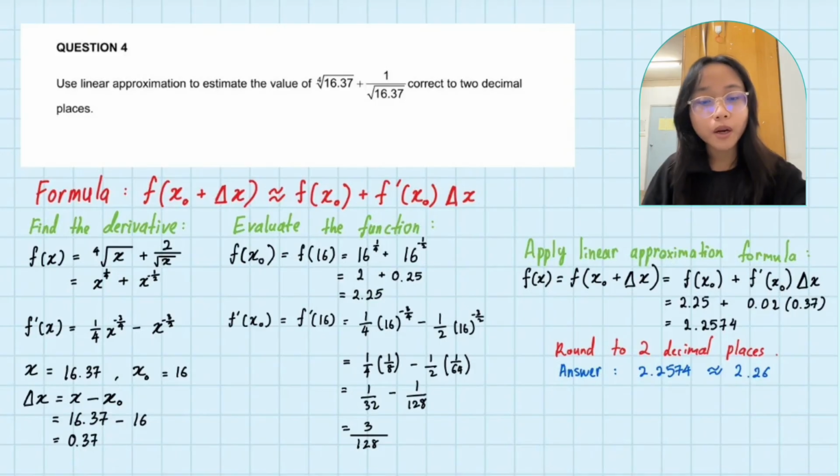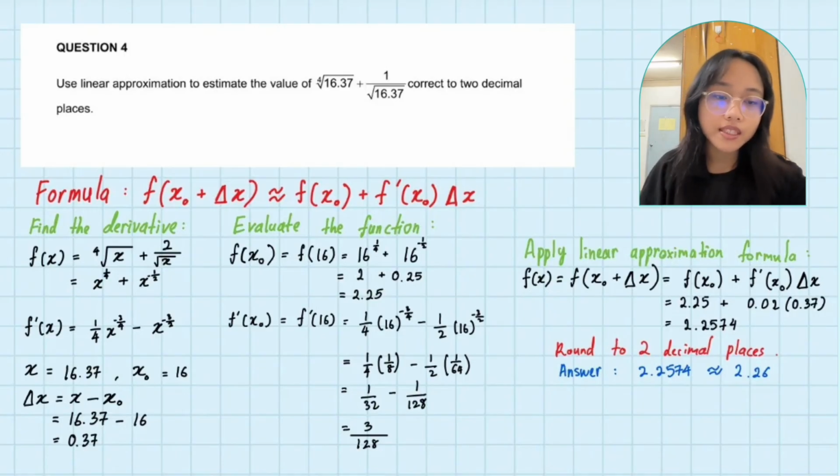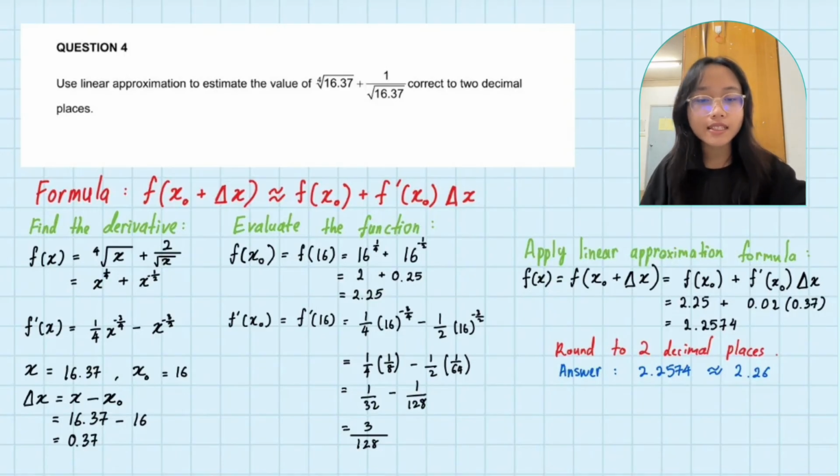And then for f prime x, which is 1 over 4 x to the power of negative 3 over 4 minus x to the power of negative 3 over 2. Next, we are going to pick x equal to 16 because it's close to 16.37 and it's easy to work with. So delta x equals 16.37 minus 16, which is equal to 0.37.